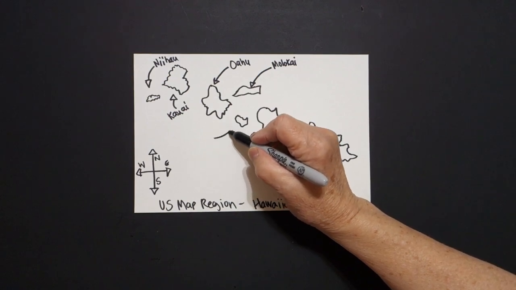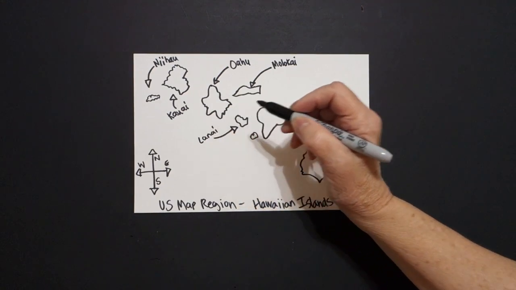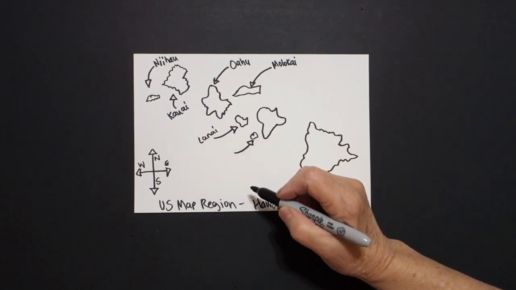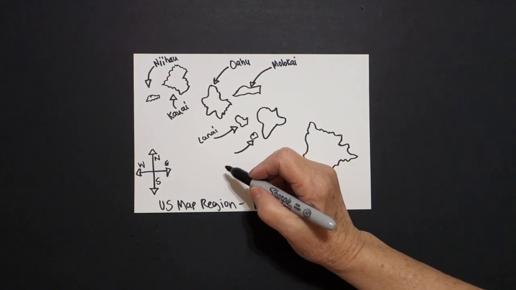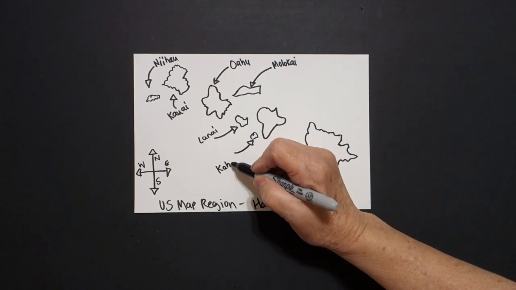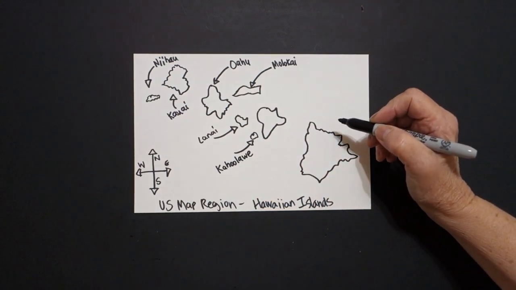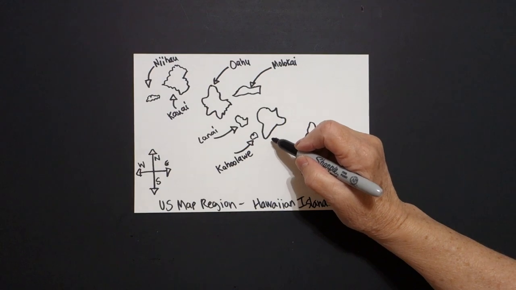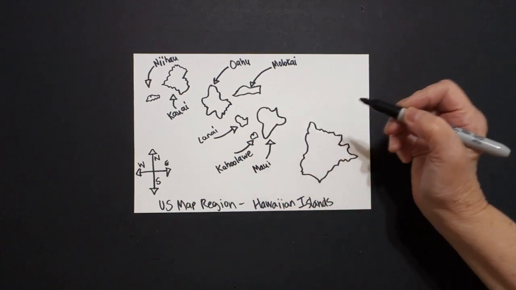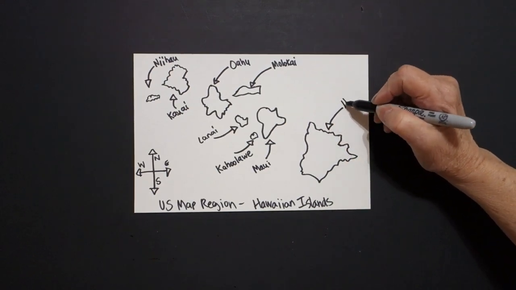Come down here, curve line, baby triangle. This is Lanai. This little guy right here, curve line, baby triangle. This is Kahulawe. Oh boy. Should have Googled it. I'm probably messing it up. And this is baby triangle curve line, Maui. That I know. And this is the Big Island. Curve line, baby triangle. This is Hawaii.